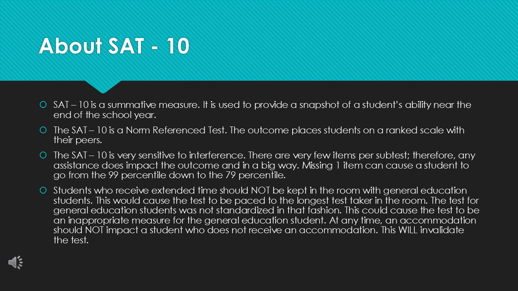There are very few items per subtest. Any interference with these items will cause the result to not be a valid or reliable measure of a student's true ability. It is very important that we understand that missing just one item could cause a student to go from the 99th percentile down to the 79th percentile simply because so many students could get all of the items correct.